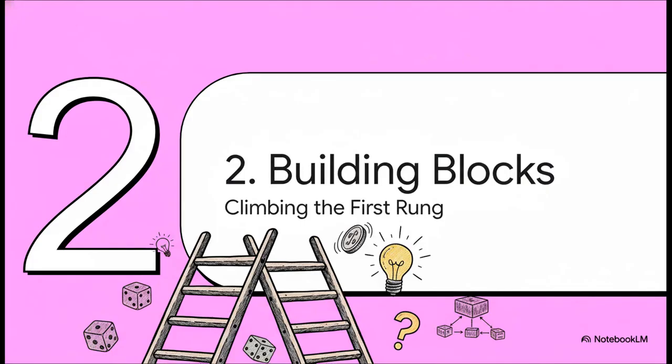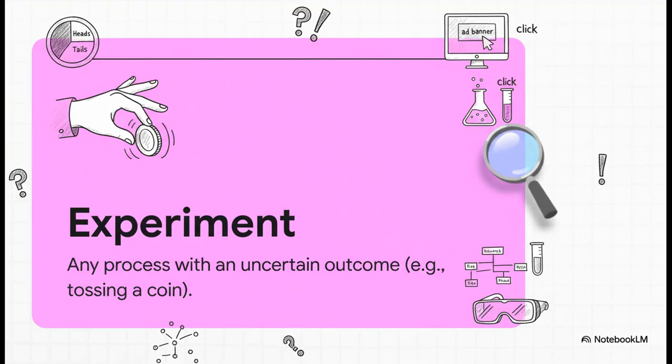All right, let's take our first step up the ladder. To really speak the language of probability, we just need to know a few key words. And I promise, it's way simpler than you might think. First word, experiment. Now, forget the lab coats and bubbling beakers. In probability, an experiment is just any action where you don't know the exact result beforehand.